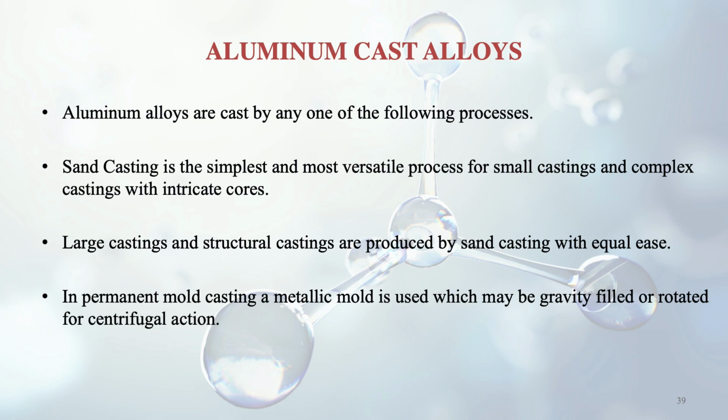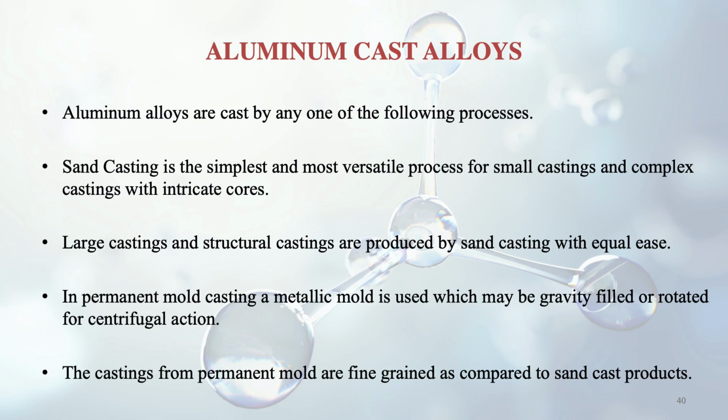In the case of permanent mold casting, this is the second process. A metallic mold is used, which may be gravity filled. Earlier in sand casting there was only sand. Now we are using a metallic mold, and this is filled due to the gravitational force or due to rotation, the centrifugal action. So these are the two forces which act for filling up the mold in permanent mold casting. The castings from permanent mold are then fine grained as compared to the sand cast process. So we get better casting in the case of permanent mold, not in sand casting. Sand casting was easier, but permanent mold gives us better casting because it gives us fine grained material.